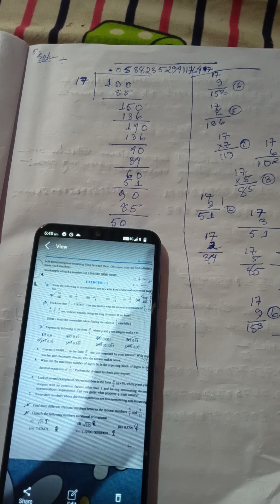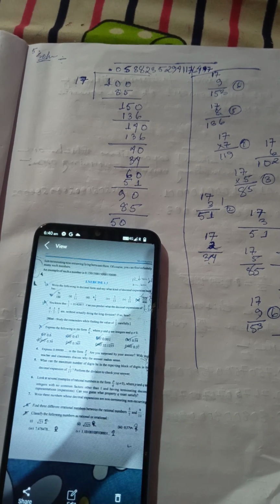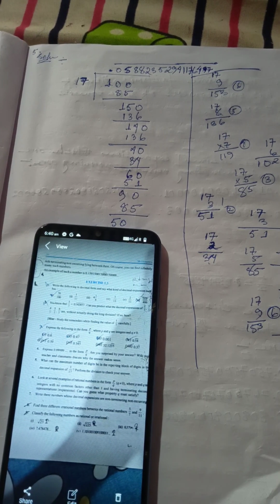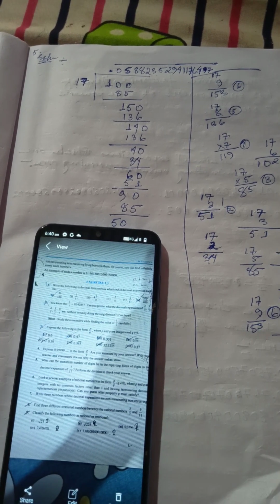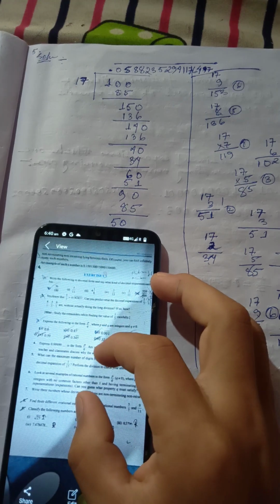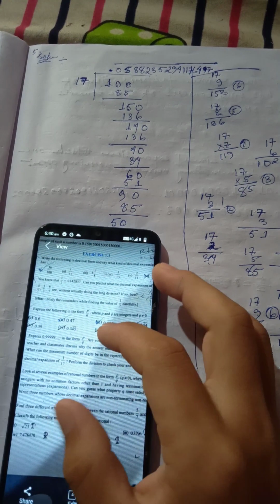Today we're going to discuss the next problem that we left in last class. That is question number 5 of chapter 1, exercise 1.3. So for today's problem, let us discuss this question number 5.